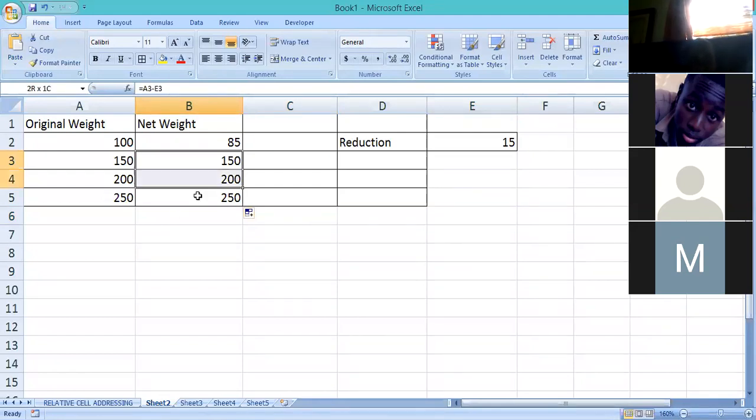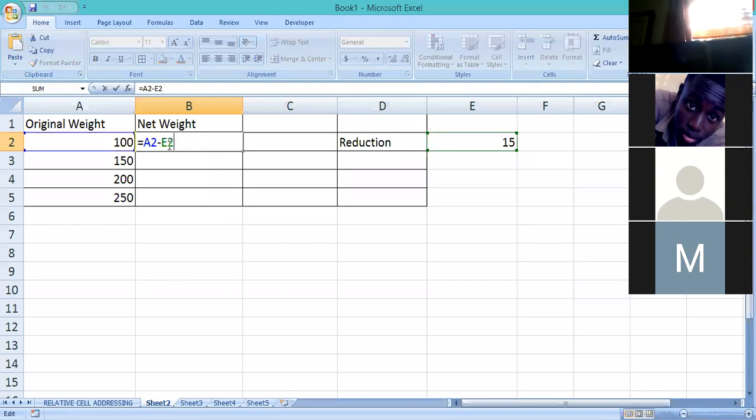So I'm going to delete these. And this is how absolute cell addressing comes in now. Absolute cell addressing is used when you don't want a particular cell address to change. So which cell address we don't want to change? E2. We don't want the E2 to change, all right?